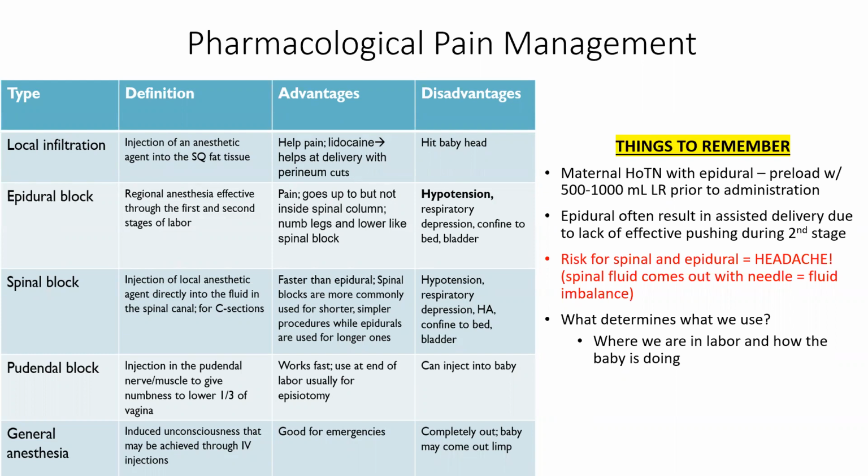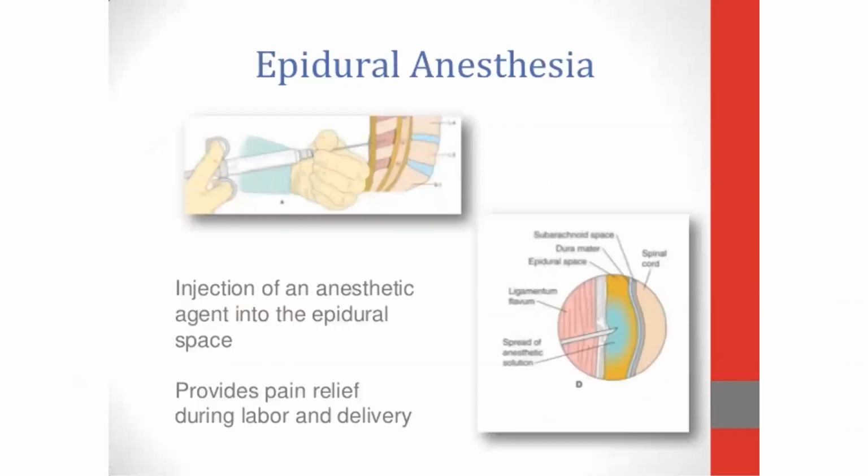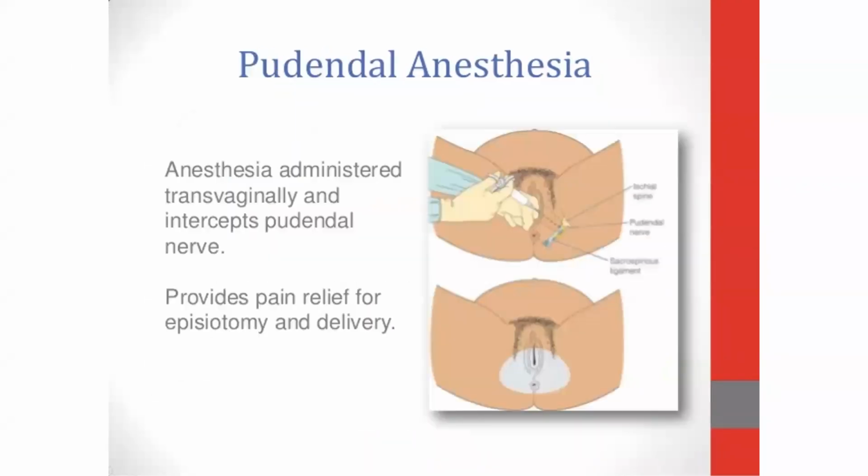Yeah, right here, C-sections. This is into the fluid of the spinal canal, whereas an epidural is all the way up to, but not inside, the spinal column. And these pictures would be more helpful with that. So the spinal goes into it, the epidural is just outside. Pretty cool.